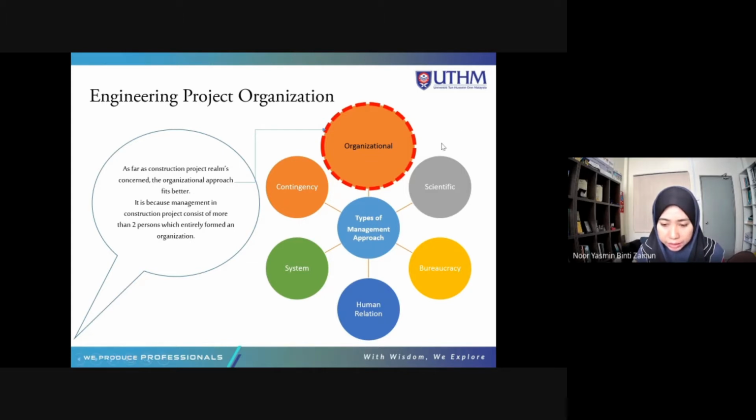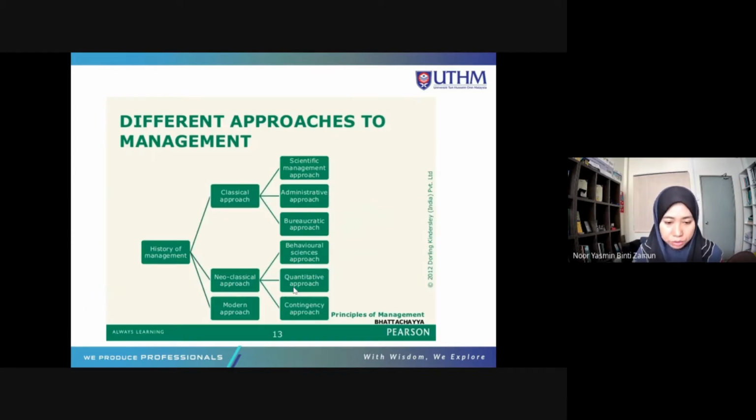And then scientific. Okay, this is involved with mathematical or quantitative measurement approach. For example, problem solving, simulation, operational research. Okay, and then bureaucracy, human relation, system, and contingencies. Okay, so contingencies or situational approach actually depends on the condition. So this is a different approach to manage.